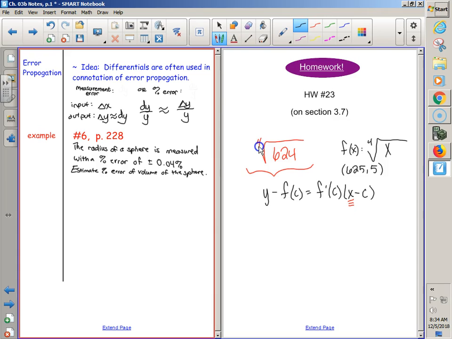The radius of a sphere is measured with a percentage error of plus or minus 0.04%. So pretty close, right? Based on whatever accuracy or precision, those words mean different things, of the measurement tools, but they know it's within plus or minus 0.04%. Estimate the percentage error of the volume of the sphere. Why is this important?